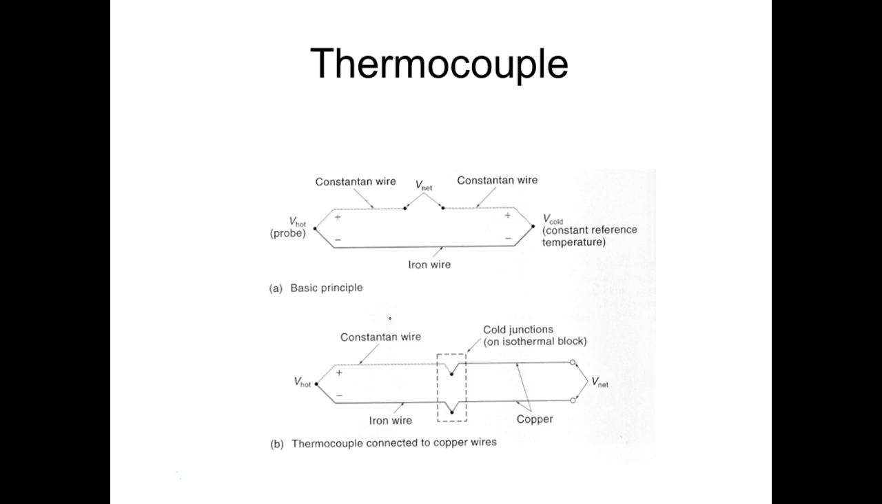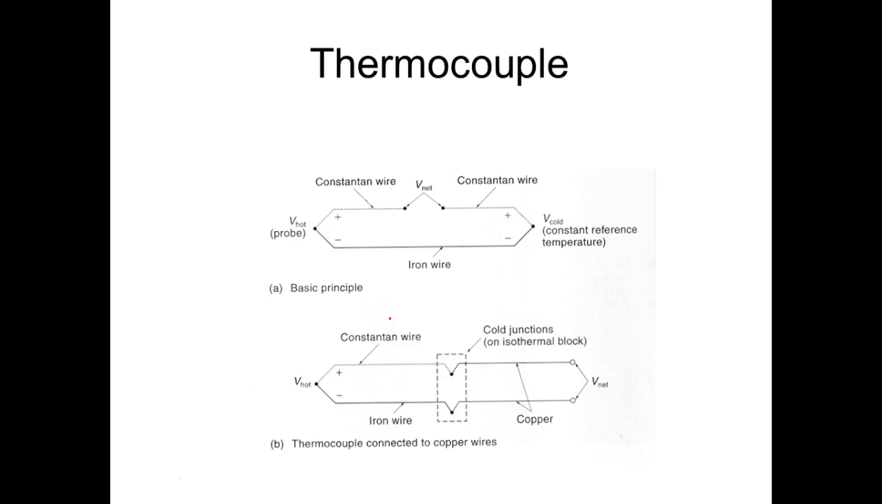So this is basically the way a thermocouple works. We start off with two wires of different metals. Here they're using Constantan and iron. And then we have a cold junction at a reference temperature. Or it doesn't have to be a reference temperature, it can be a reference voltage. I mean, you can use a reference voltage to compare it to. And one of the things I use is just a diode.